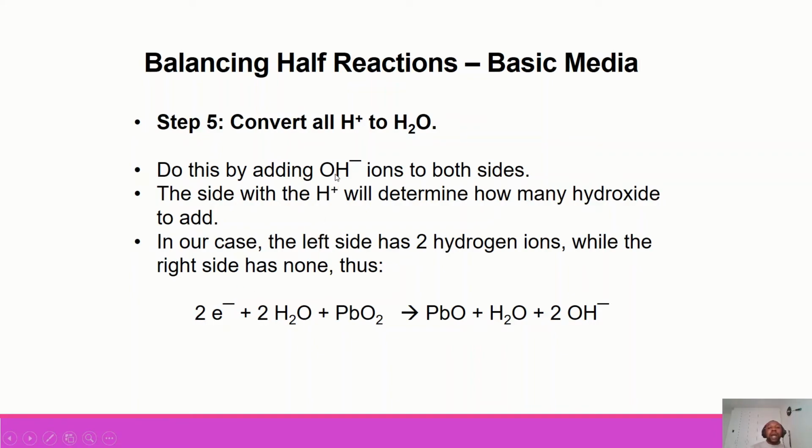By the time you add 2 OH to this side, they are going to react with the hydrogen there to form water. That's why we have water here, and this side is going to have 2 OH there. In our case, the left side has 2 hydrogen, while the right side has none. And that's why we have the 2 hydrogen here. We add 2 OH minus to it. So when you have 2 hydrogens plus 2 OH minus, the two of them are going to come together to form 2 water. Okay, and that's why we have that.